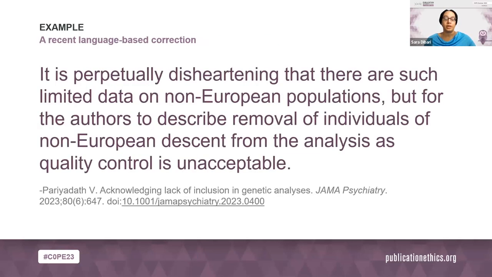Here's an example of a recent correction. This comes from my own journal, JAMA Psychiatry. We published a genetics paper in our February issue, and in the methods section, the authors noted that quality control included the removal of individuals of non-European descent. We received a letter to the editor about this paper, and you can see a line from it here.